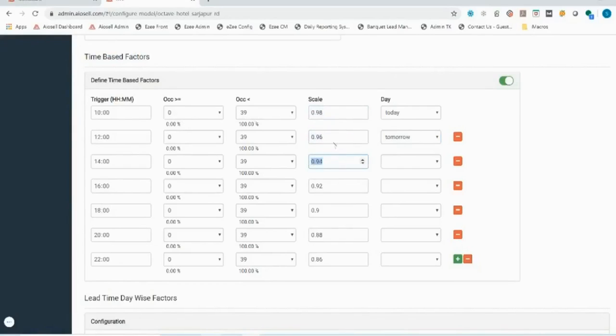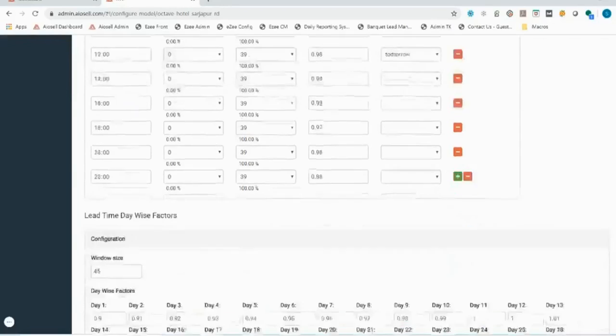every 2 hours. Now these are configurable, so we can define the logic however we want, and we can want these prices to either go up or to go down depending on time-based triggers, either for a 24-hour window or for a 48-hour window. So that was the time-based factor.